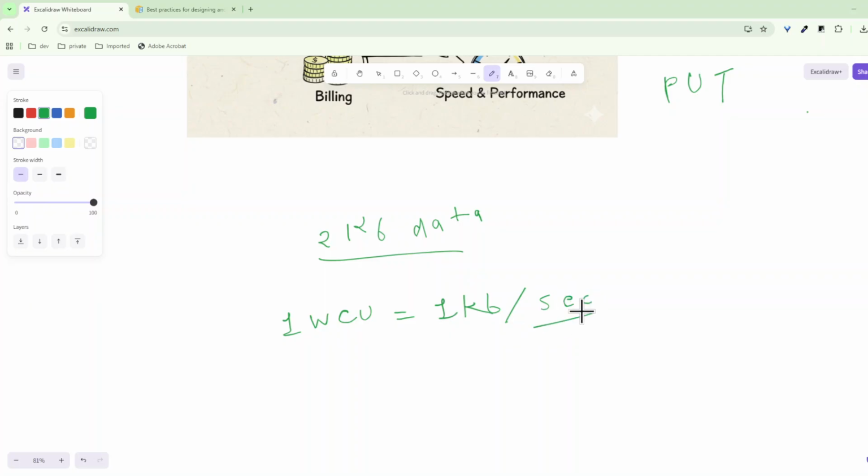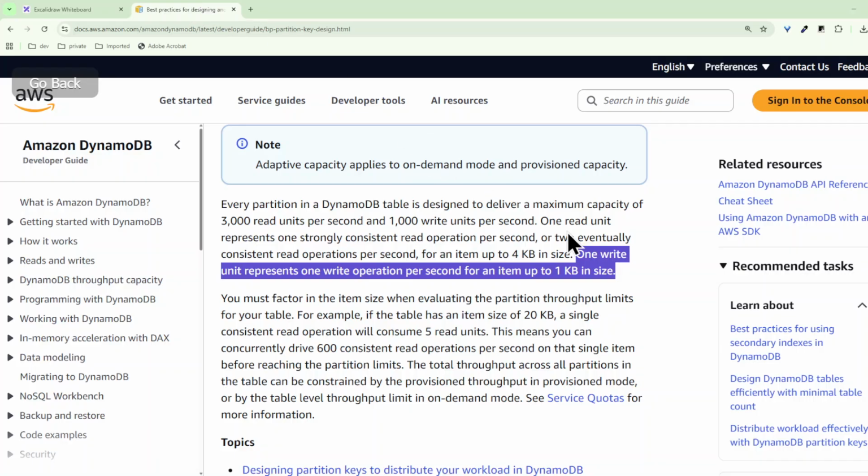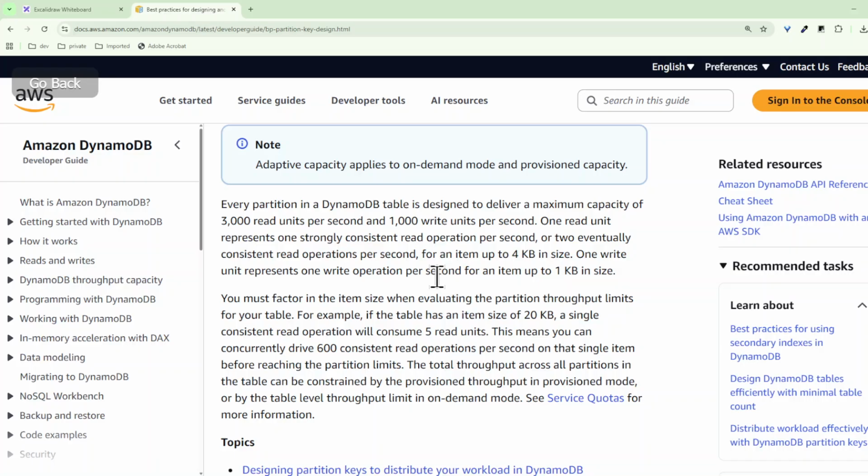Now if you are trying to write more than 1 KB of data in a second, your call is trying to make that happen within 1 second, then it will consume more than 1 WCU. So if it is 2 KB, then it will consume 2 WCU. If it is 1.5 KB, then still it will consume 2 WCU, because that is how the capacity is calculated, as we have seen here. One write unit represents one write operation per second for an item up to 1 KB in size. If it is more than 1 KB, then it is going to take more than 1 WCU.